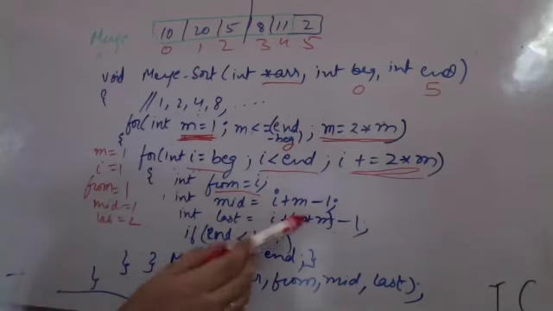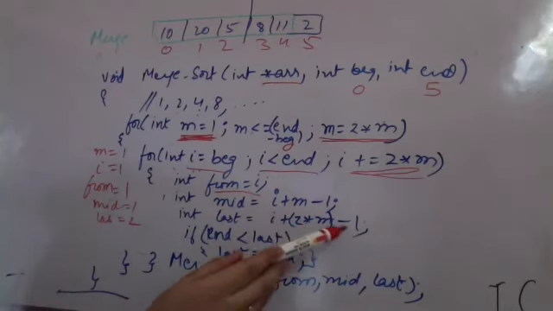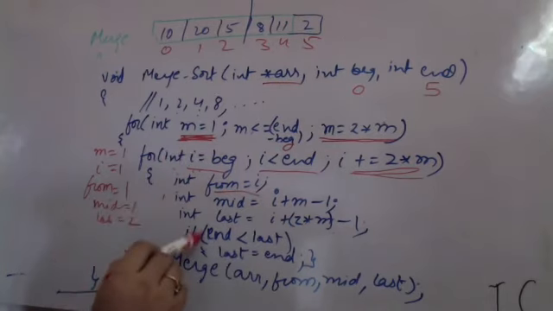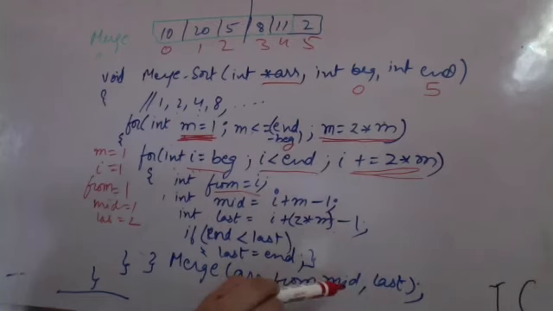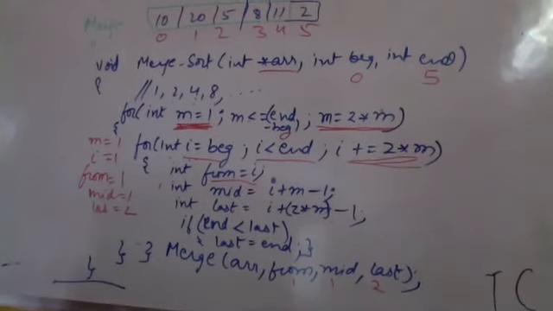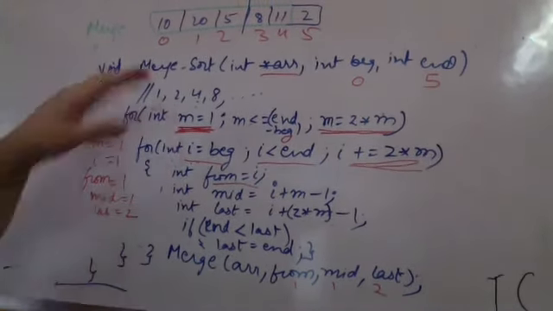Last becomes I plus 2 into 1 minus 1, so this becomes 2. This condition is not true. We'll call merge array from mid to last. So you are merging array from 1, 1 to 2. So the first 2 elements will be merged. In this case, the first 2 elements will be merged.